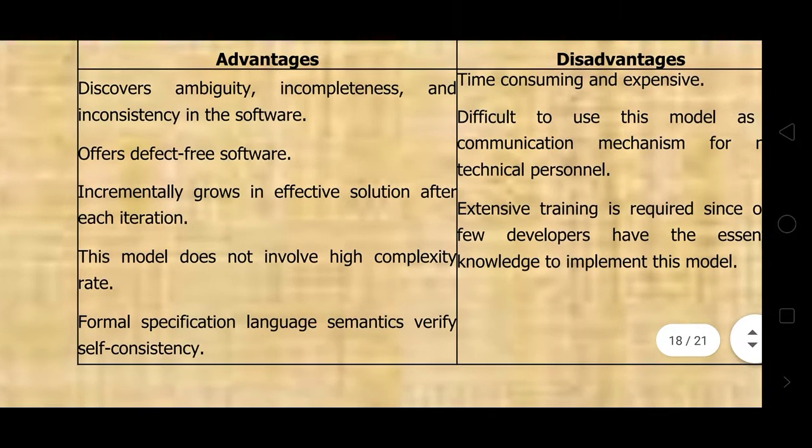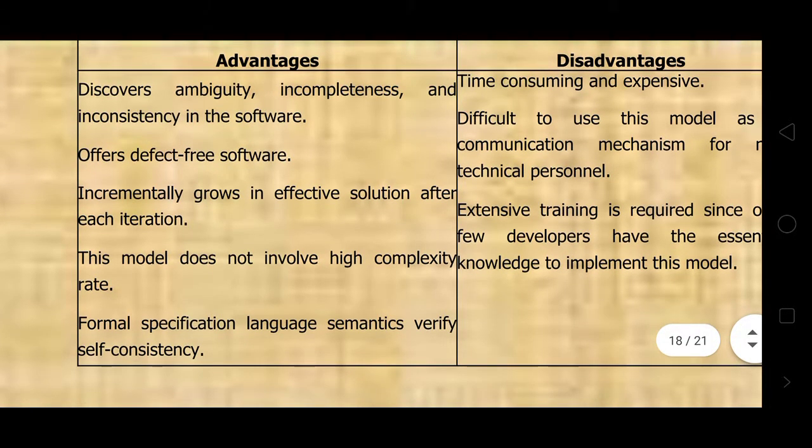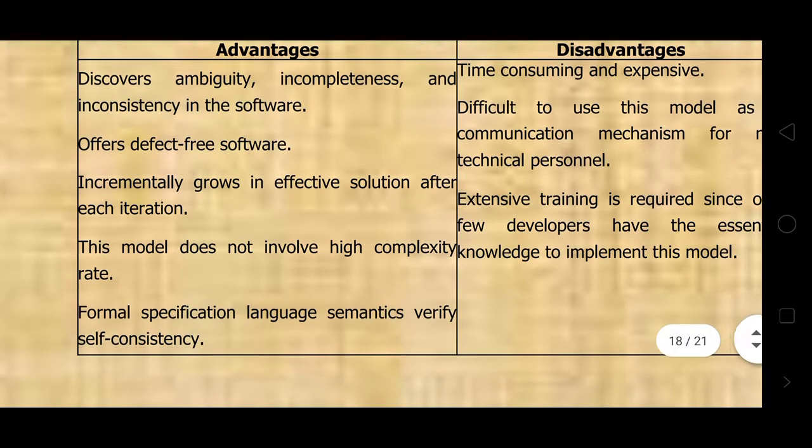Advantages and disadvantages of the formal method model. Advantages: it discovers ambiguity, incompleteness and inconsistency in the software.